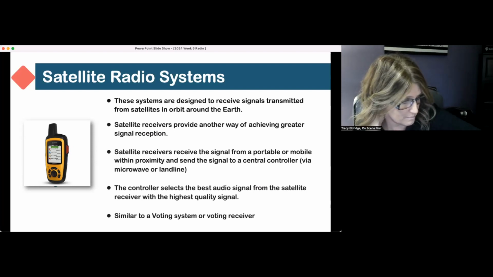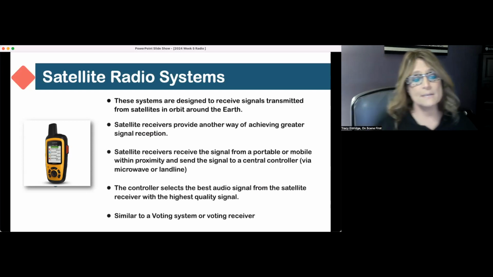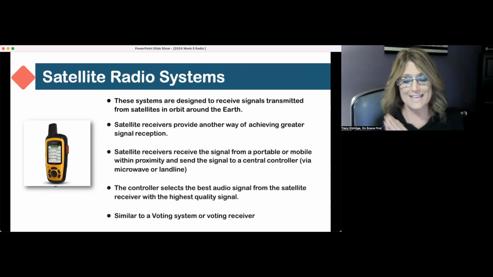I think we already talked about the signals. Maybe we didn't. Yeah, when we talked about microwave signaling. The controller selects the best audio signal from the satellite receiver with the highest quality signal. And it's similar to a voting system or a voting receiver. So you may see the term voting signal or voting receiver. It is very similar to how the satellite system works.